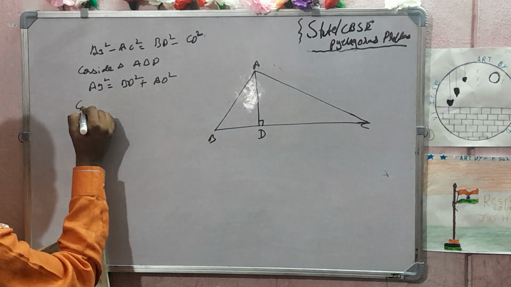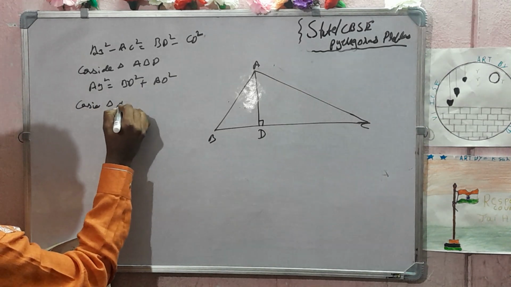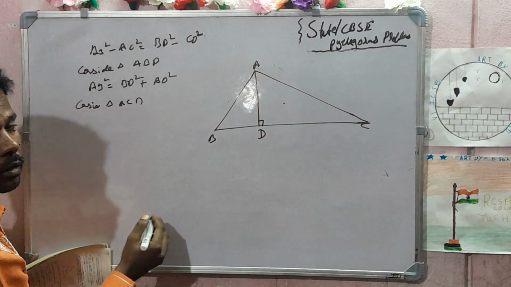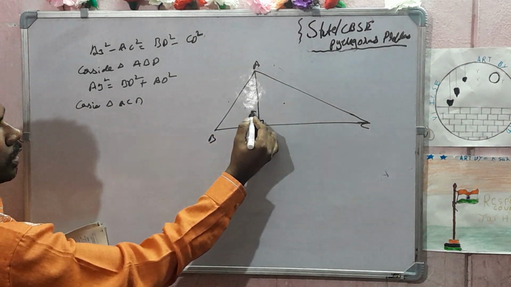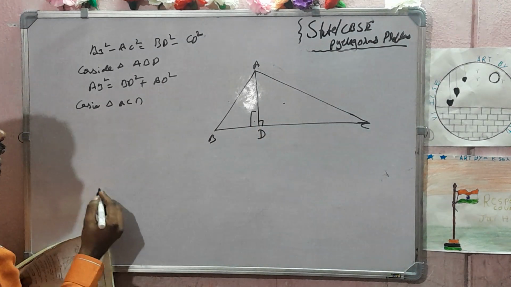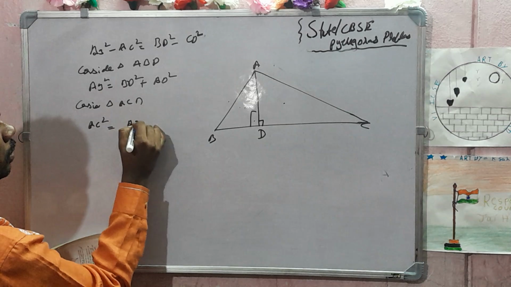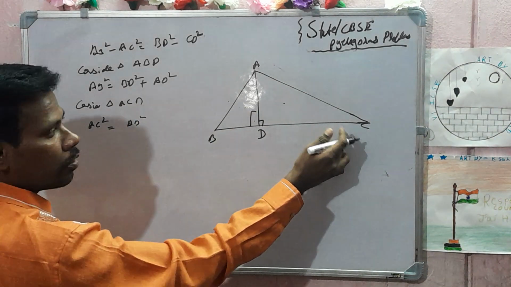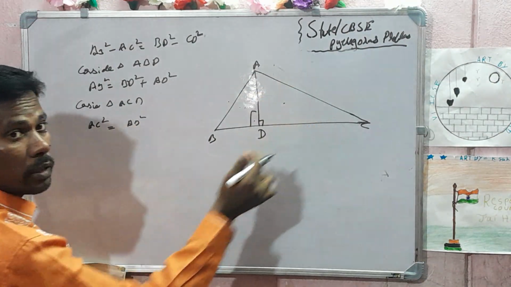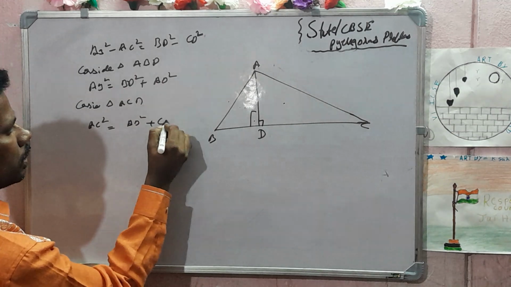Next, consider triangle ACD. So here obviously it is 90 degrees. So AC square is equal to AD square plus CD square, the square on the hypotenuse being equal to the sum of squares on the other two sides.